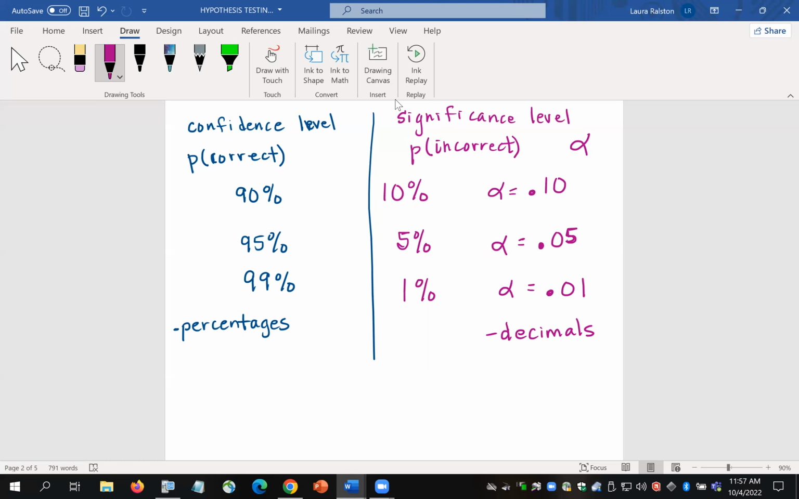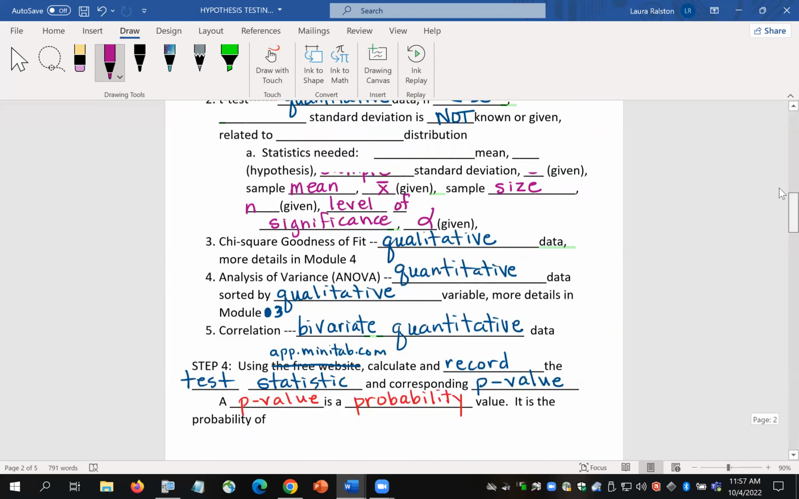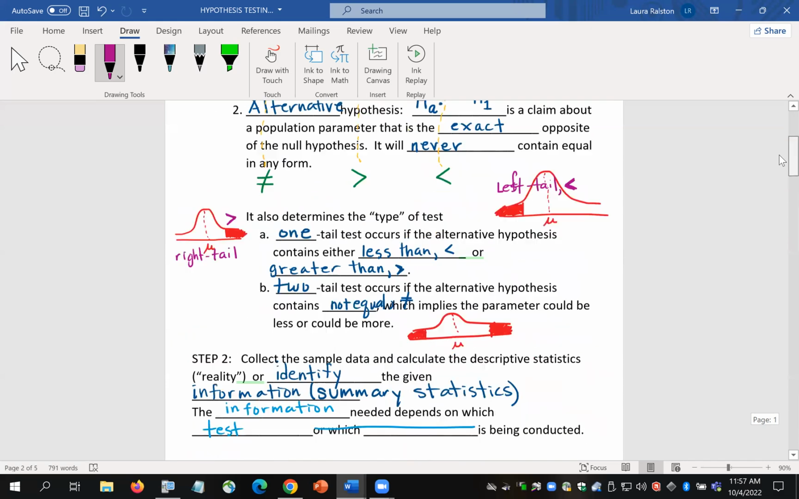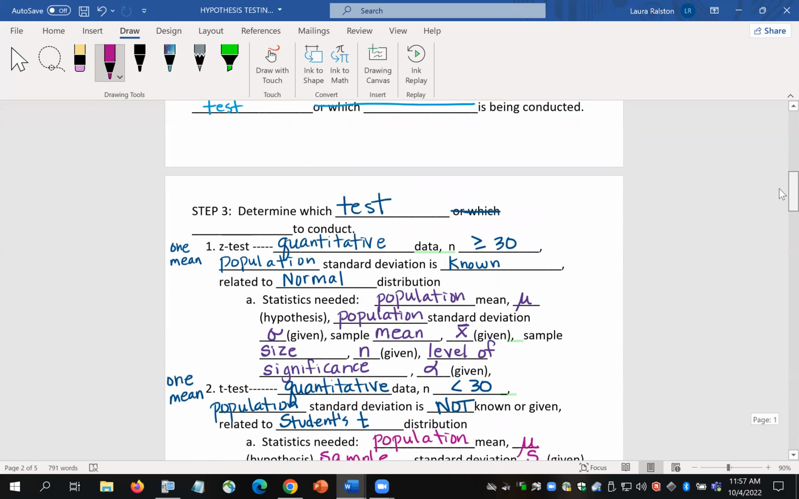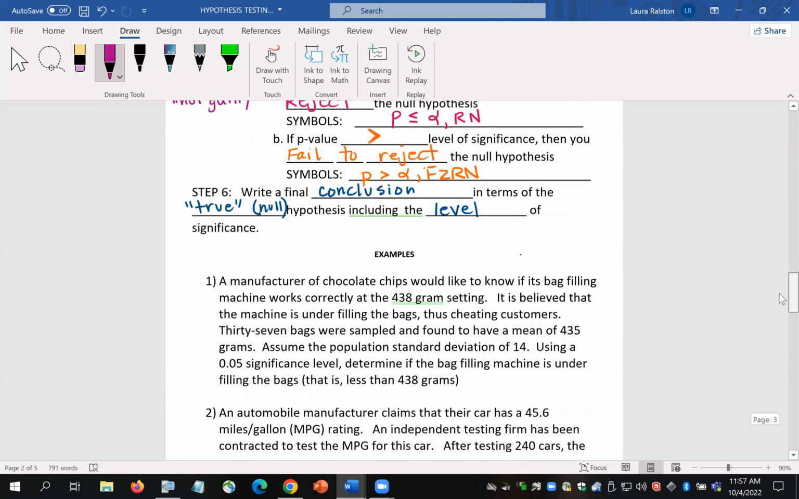Okay, so that's level of significance. So this gives you that step-by-step process that we go through to conduct a hypothesis test. Now, a lot of it has to do with the phrasing.